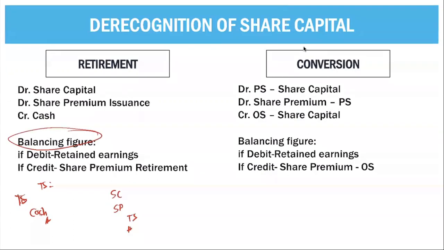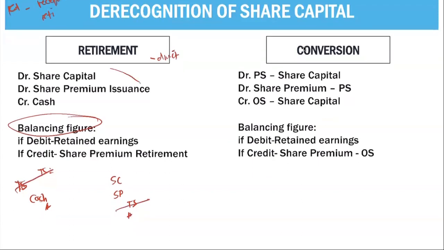This one, in your retirement, is a direct retirement. The other retirement is a reacquisition, then subsequent retirement. Since this is direct, hindi na yan papasok sa treasury shares. Kaya magiging entry mo na lang, debit share capital, debit share premium issuance, credit cash. Your balancing figure is a debit to retained earnings if kulang yung debit, or if kulang yung credit, share premium retirement. Alam ninyo naman na itong balancing figure, na-discuss na natin kanina.